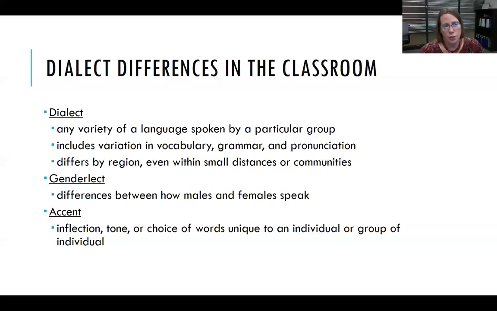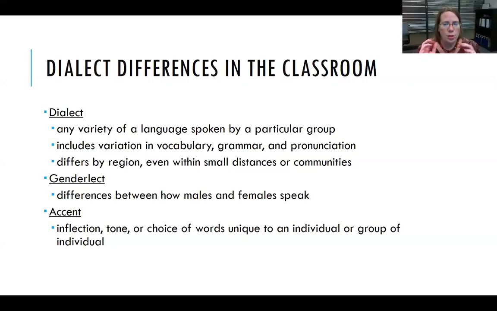So we need to concern ourselves with this idea of dialect. Dialect is this idea that within certain regions, there's variety in language. So there's a Southern dialect, there's a Midwestern dialect, there is an African American dialect. A dialect is any variety of language spoken by a particular group. It can include variation in vocabulary, grammar, and pronunciation. So it differs by region and even within small distances or communities. So it is important that we respect these differences.